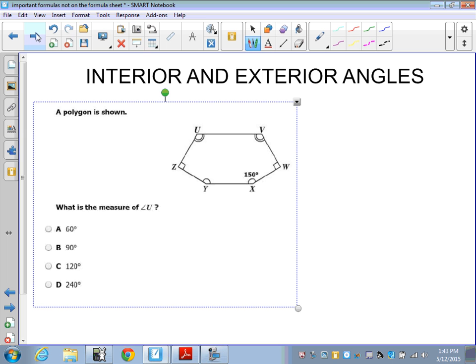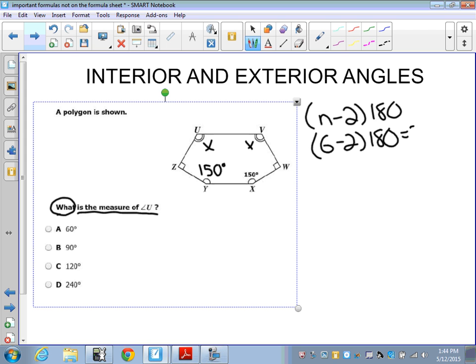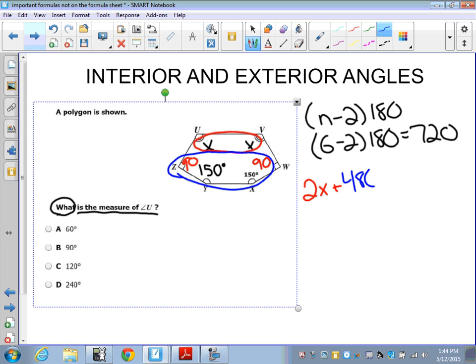This one here says, what is the measure of angle U? To solve this, we need to figure out what the sum of angles is. So that would be n minus 2 times 180. This polygon has 6 sides, so it's 6 minus 2 times 180, which is 720. So then you just add these up and set them equal. So we have 2x plus these angles here, when I add them up, add up to 480 equals 720. So x is equal to u. That's how we would solve this problem. The purpose of this isn't to solve it, but to show you how important the formulas are to solve them.